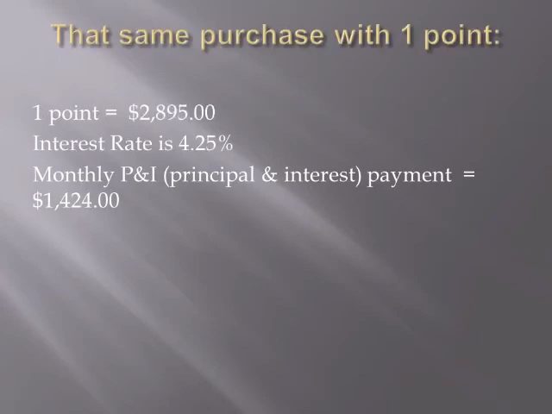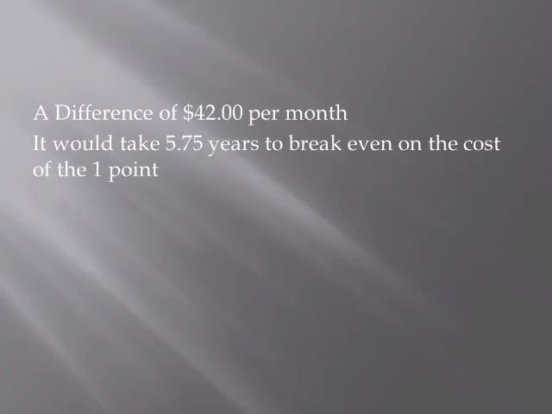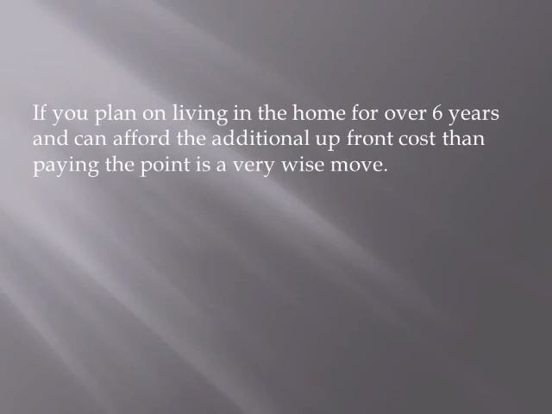That same purchase with 1 point. 1 point equals $2,895. The interest rate is 4.25%. The monthly P&I, principal and interest, payment equals $1,424. A difference of $42 per month. It would take 5.75 years to break even on the cost of the 1 point. If you plan on living in the home for over 6 years and can afford the additional upfront cost, then paying the point is a very wise move.